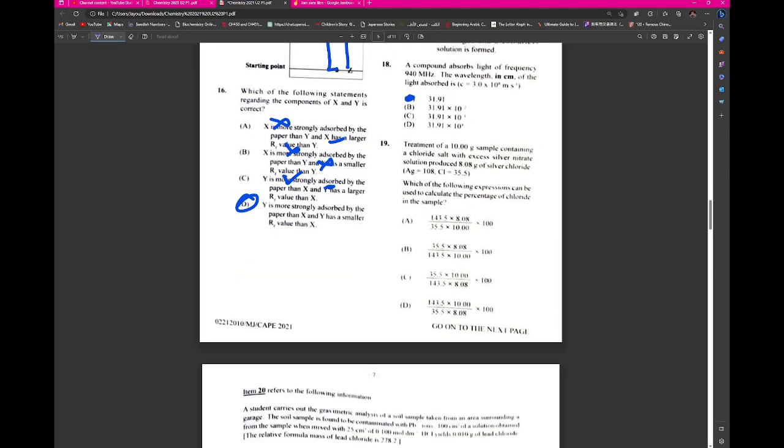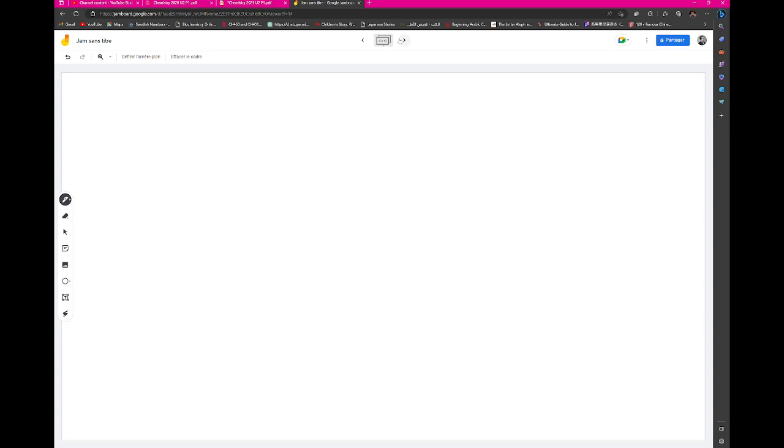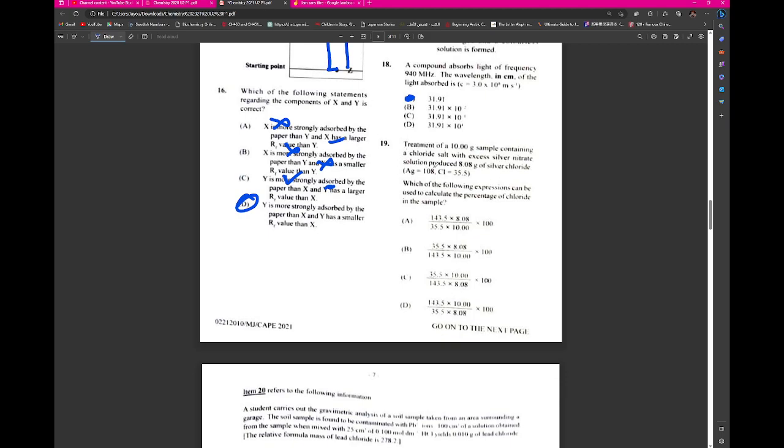Treatment now of a 10 gram sample. A 10 gram sample containing a chloride salt, we don't know which salt it is, with excess silver nitrate solution provides 8.08 grams of silver chloride. Which of the following expressions could we use to calculate the percentage of chloride salt in the sample? Now this percentage is going to be a little bit different. We react to create silver chloride, and we have to calculate the percentage of the chloride in the sample.